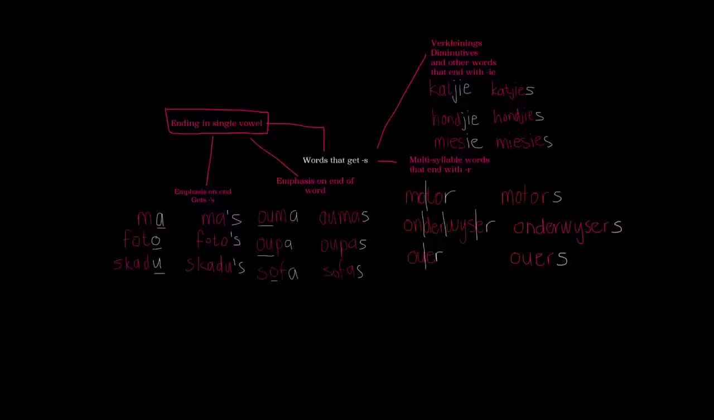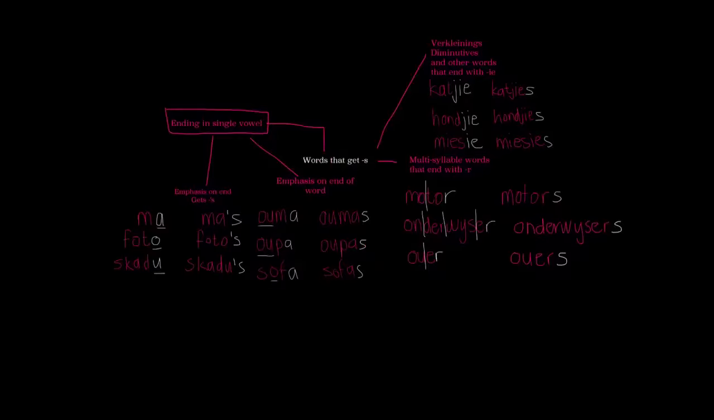So when we say multisyllable, you need to clap the word out. Motor, onderwyser. If there's more than one clap, there's more than one syllable. If it ends with an R, just add an S. If it doesn't have more than one syllable, it'll be a word like kar, which is just kar, okay? Then it follows the basic rules and will be kar-re. For multi-syllables, follow this rule and add an S, okay? But only for words that end in R.